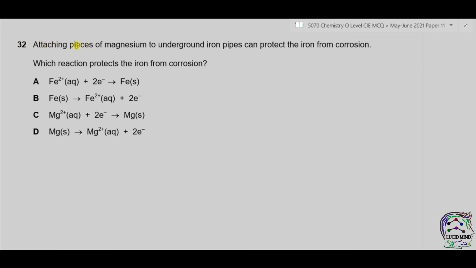Question 32. Attaching pieces of magnesium to underground iron pipes can protect the iron from corrosion. Which reaction protects the iron from corrosion? From the reactivity series, we can see that magnesium is more reactive than iron. In metals, more reactive means which can easily lose electrons, so magnesium will easily lose electrons as compared to iron. It will form magnesium plus 2 along with 2 electrons. So oxidation of metal will occur.